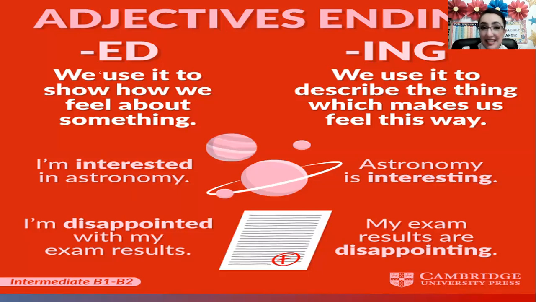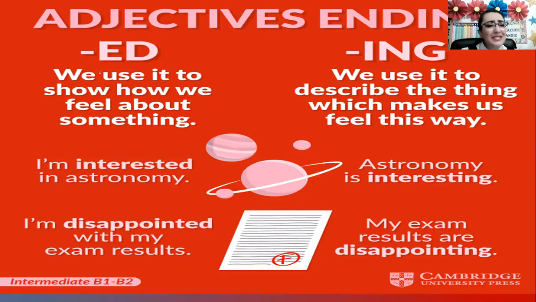As I was telling you, we are going to be using ed adjectives in order to show how we feel about something, the feeling that we have about something, and the ing adjectives are going to be used to describe the thing which makes us feel in this way. I'm interested in astronomy. Astronomy is interesting.